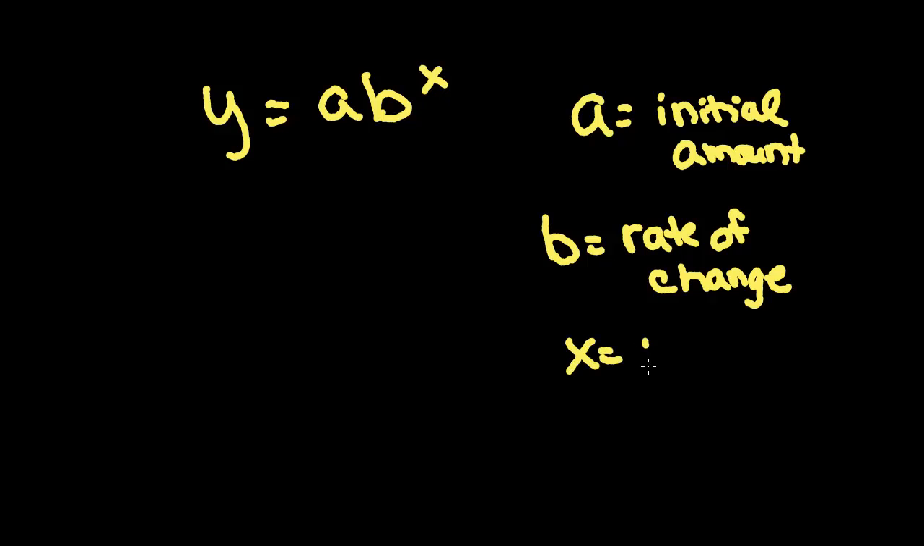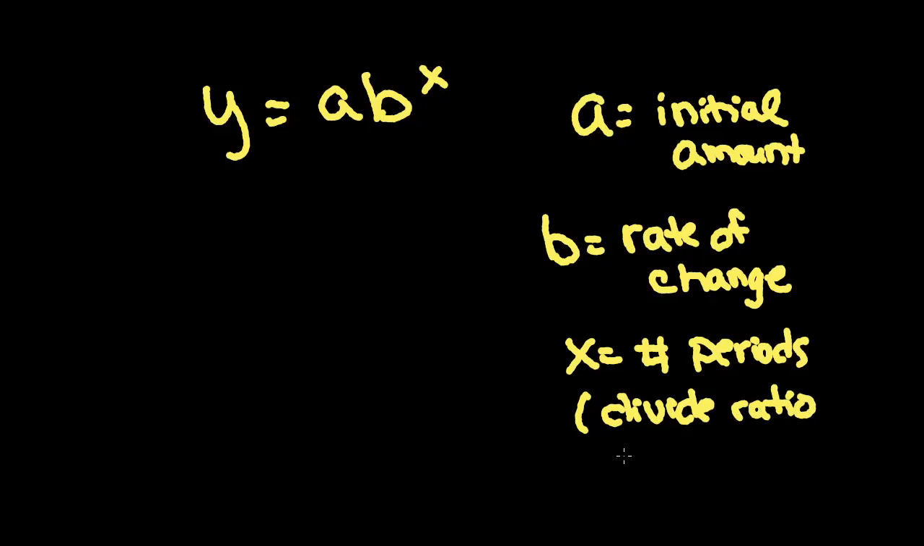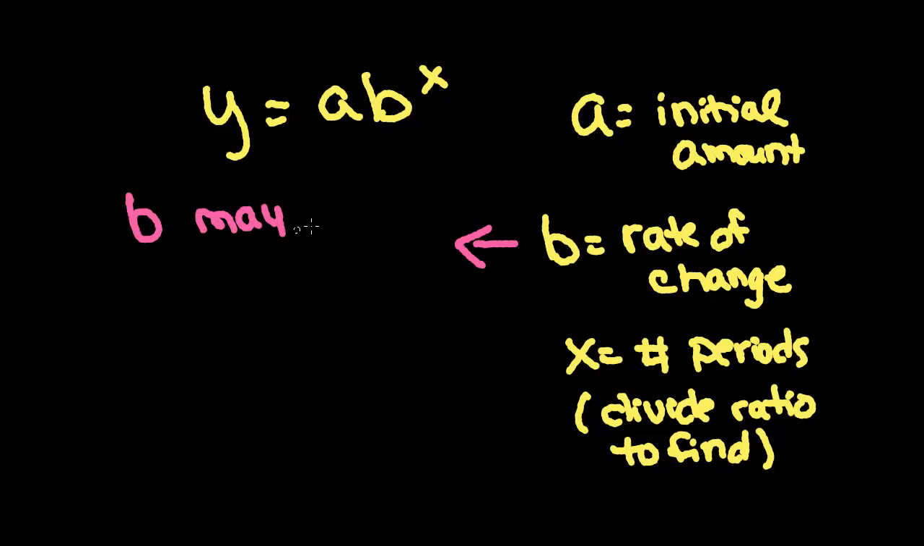And x is the number of changes that happened, which we called periods, which often we have to divide the ratio to find. Now, sometimes when dealing with appreciation and depreciation, b may not be in condensed form yet.